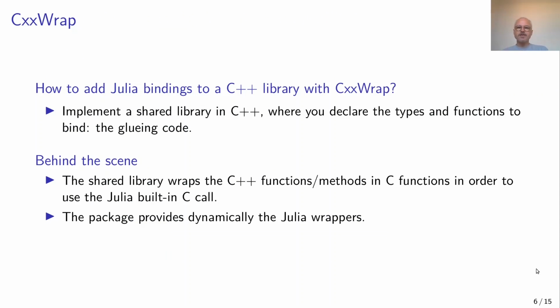So with this package, in order to provide bindings to a C++ library, you need to implement a shell library in C++ where you declare the types and functions to bind, and this is what I will call the gluing code, and I will show you an example of this code in the next slides. Behind the scenes, the shell library wraps the C++ functions and methods in C functions, and then you use Julia's built-in ccall mechanism to access the C++ functions. The package provides dynamically the Julia wrappers and reaches the transparency that we have in our requirements.